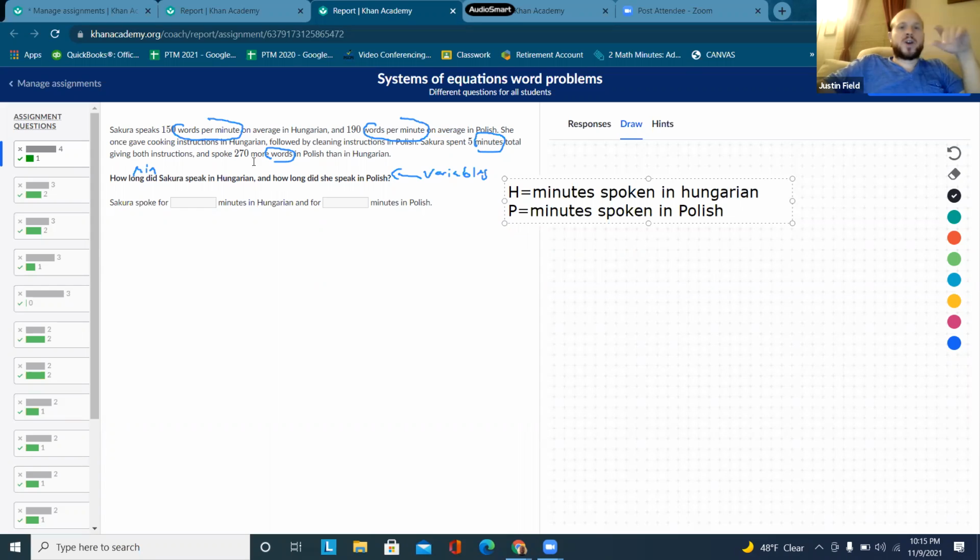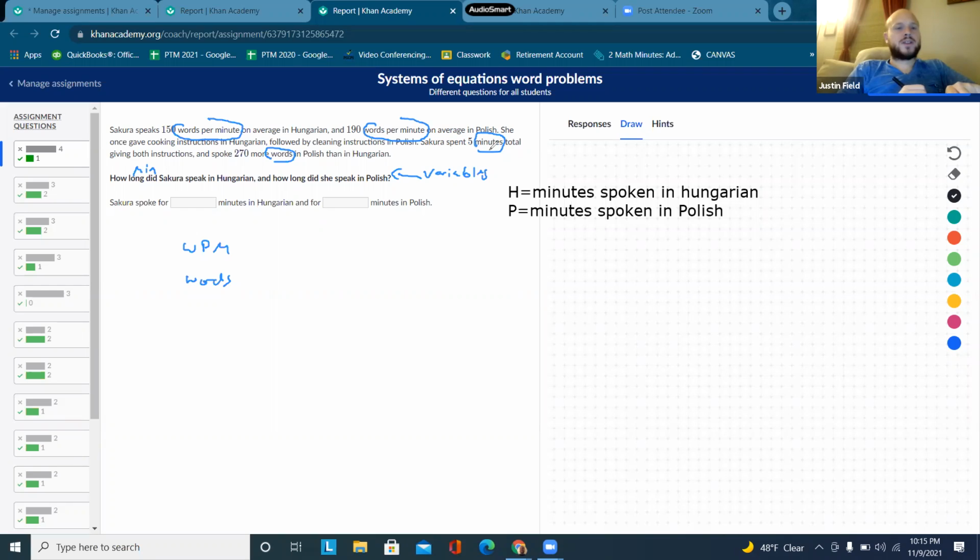Okay, so from all of this information, we need to set up 2 equations. So if minutes is what the variables represent, then words per minute should be an equation, and then words should be an equation because those are the other units, right? So we should have a words per minute equation and we should have a words equation. So let's try that. I have not actually done this problem, so stick with me here.